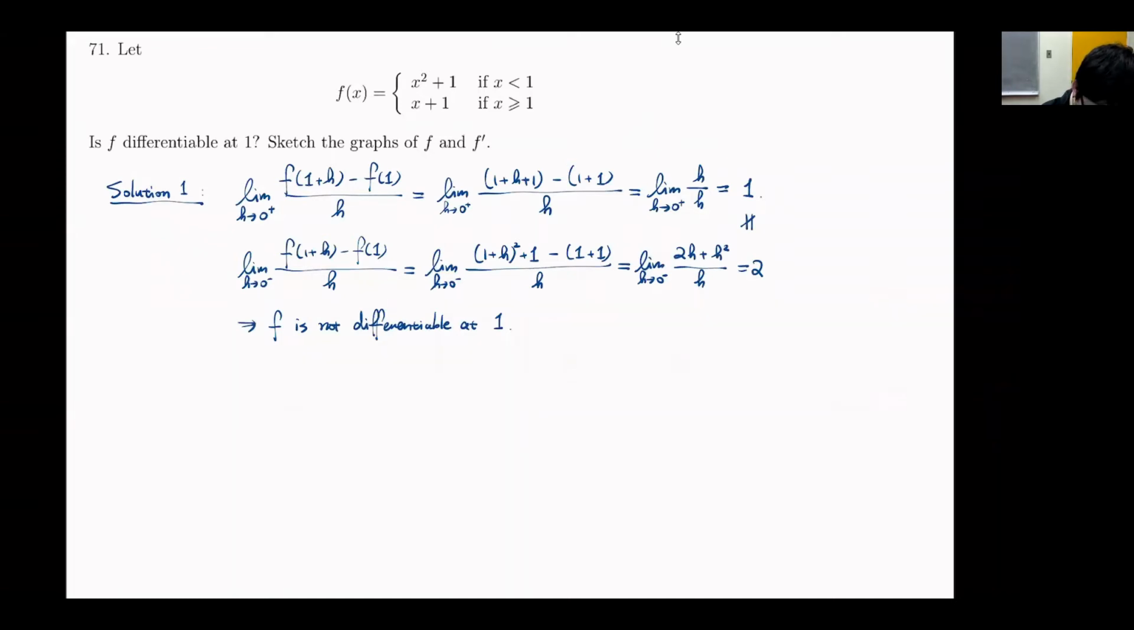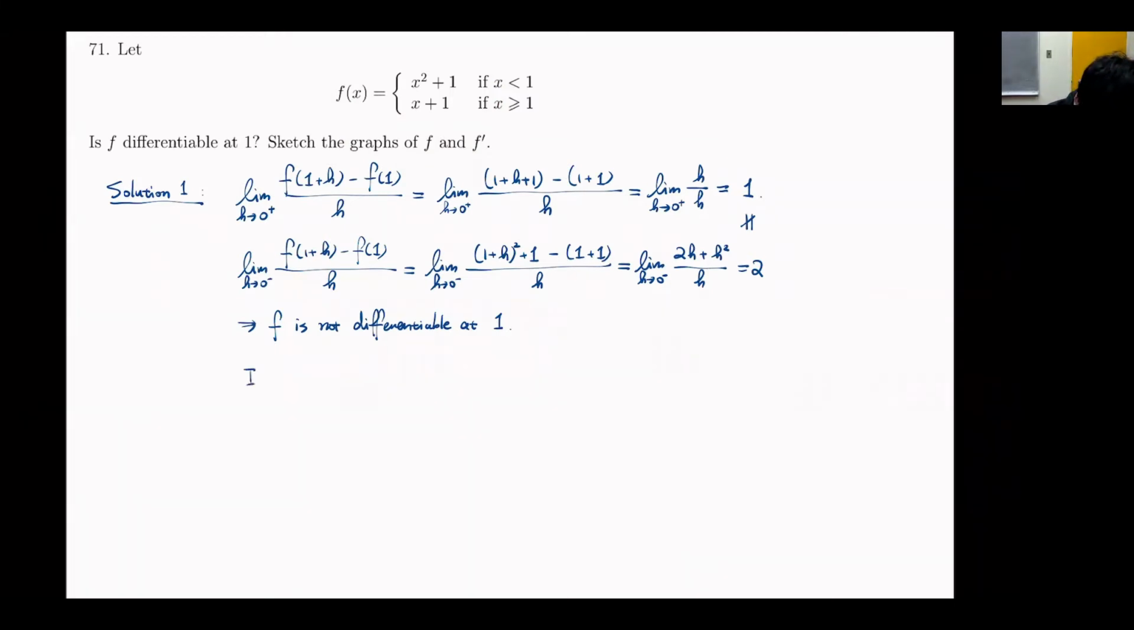For the second part, we need to sketch the graph of f and f prime. For the graph of f, we can start drawing it right away because the formulas are clear. But for f prime, aside from knowing that f prime of 1 does not exist, we do not know much at this moment. That means we still need to compute a little bit.